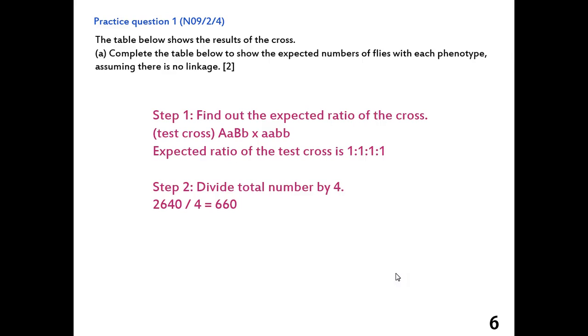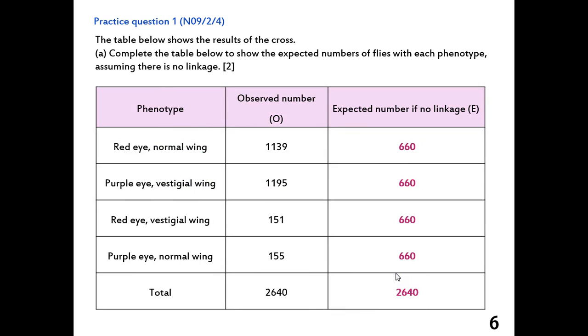The step 2 involves adding the total number of offsprings together. You will get 2640, divide by 4, and you will get 660 each. For each phenotypic class, you will see 660 offsprings. Let's put the numbers into the box.